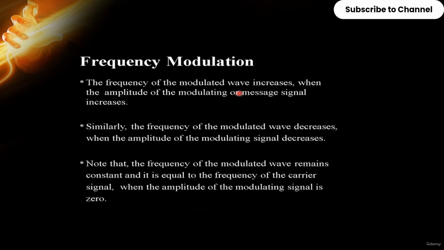The frequency of the modulated wave increases when the amplitude of the message signal increases. The frequency of the modulated wave decreases when the amplitude of the modulating wave decreases. So the amplitude and frequency are directly proportional to each other. If the frequency of the modulated wave remains constant and is equal to the frequency of the carrier signal, then the amplitude of the modulated signal will be equal to 0.